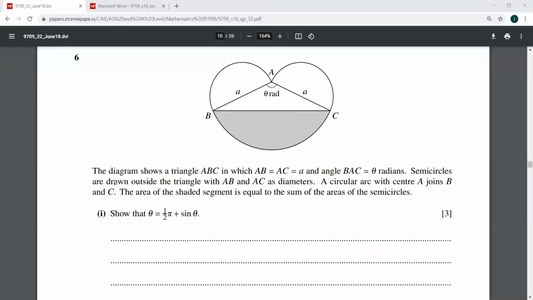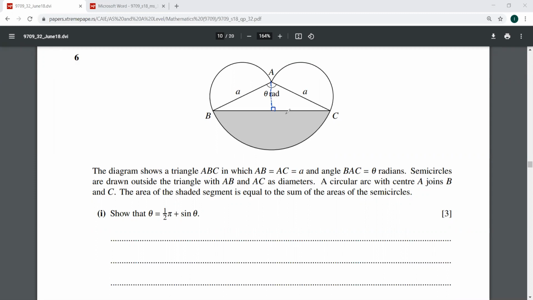Okay, now it says that the diagram shows a triangle ABC in which AB is equal to AC. You see, there is an isosceles triangle. You must be in love with the isosceles triangle. This is going to be a very good companion for you people. Okay, so you see, this is an isosceles triangle. I don't know if I will be needing this line of symmetry, but I'm just going to draw that.